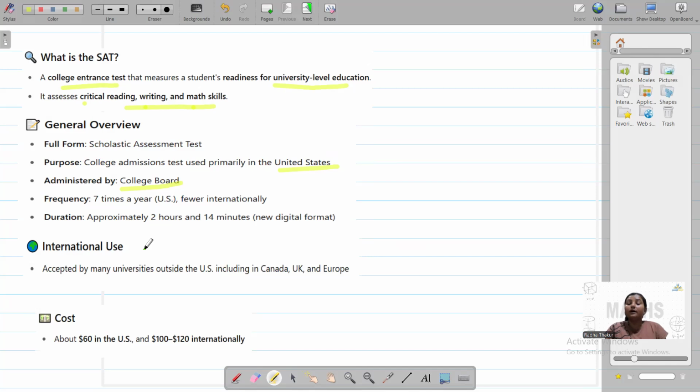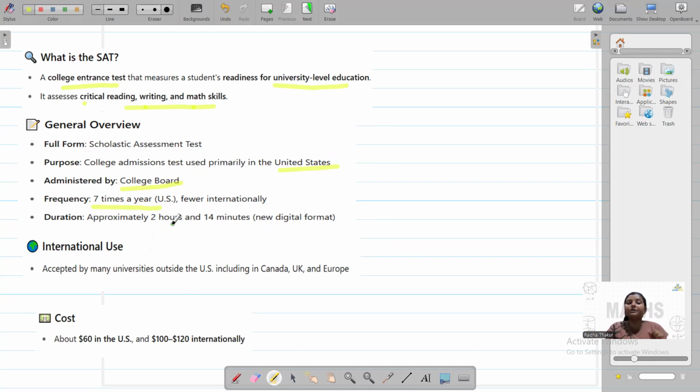Now your question is how many times you can give this. You have a number of chances to give this examination: 7 times a year in the US and fewer internationally. If you are somewhere else, maybe less than seven. But for the US, it is 7 times. If you are not happy with your score in the first test, you may attempt it again.